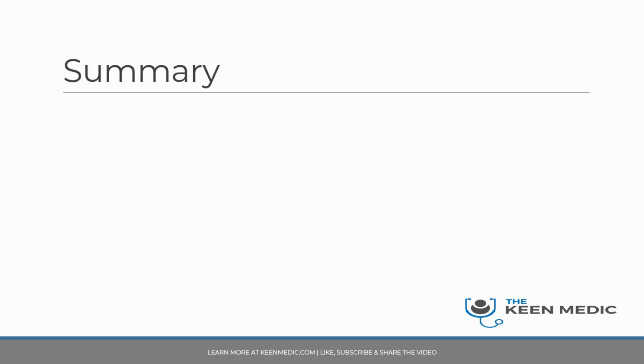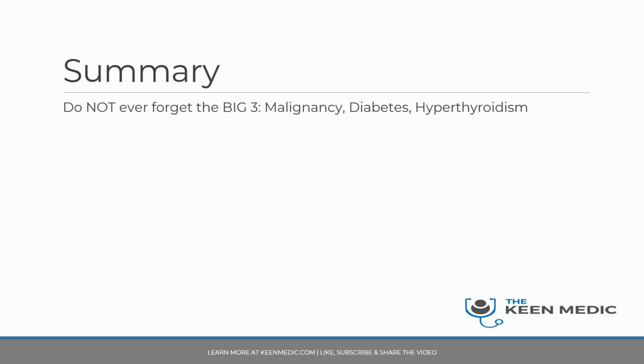So let's talk about the summary quickly. We've covered a lot today. First and foremost, don't ever forget the big three, okay? The big three are malignancy, diabetes, and hyperthyroidism, and then think of the rest, okay? You do need to think of the rest, because at the end of the day, this is PACES, and really anything can come up, but you need to think about these three first, okay?